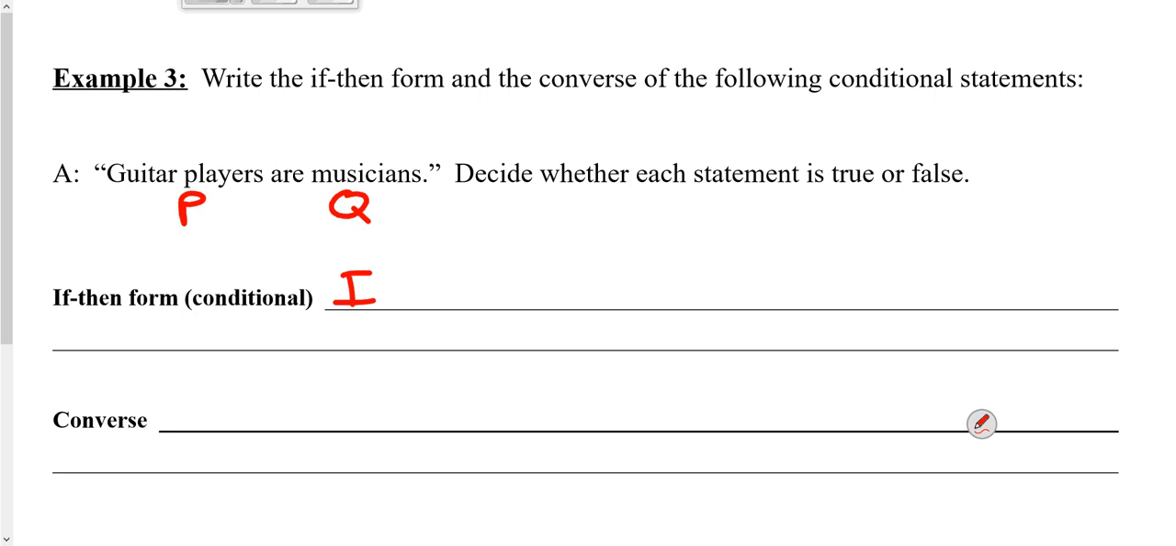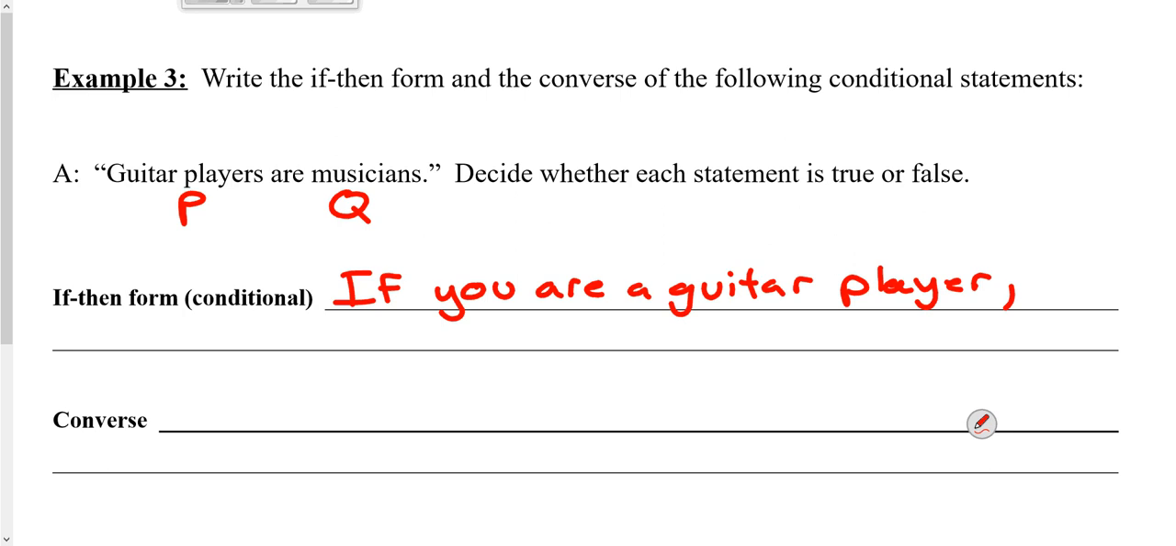So if you are a guitar player, then you are a musician. And is that true or false? If you're a guitar player, are you a musician? Yes, that's true.